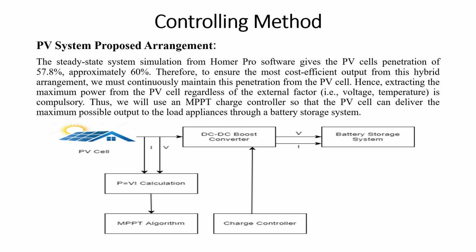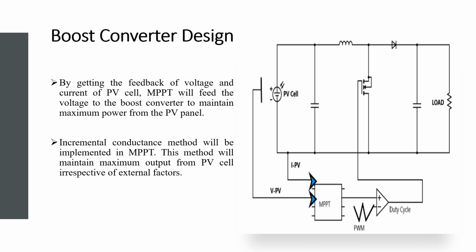As you can see, we will use a DC to DC boost converter, and we will use an MPPT charge controller. This MPPT charge controller will be integrated with an algorithm. This algorithm will take the feedback of voltage and current. Based on its feedback, it will feed the voltage to the DC to DC boost converter, so that the DC to DC boost converter provides maximum output to the battery storage system, so that the PV system can maintain its maximum efficiency.